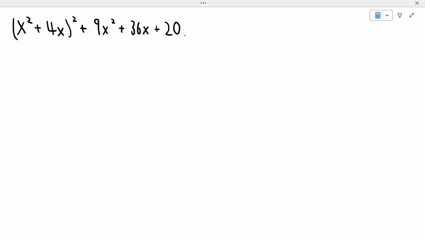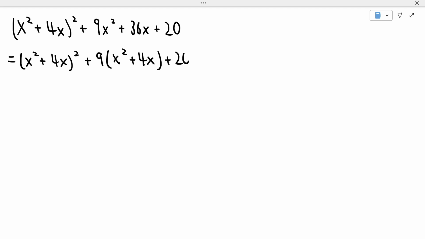But you may notice that the ratio of the coefficients of the x squared and x terms is 1 to 4, and that's the same as the ratio of the coefficients of the x squared and x terms in 9x squared plus 36, which is also 1 to 4. So this means we can factor out a 9 from the 9x squared plus 36x and rewrite it as 9 times parentheses x squared plus 4x, and the plus 20 stays the same.